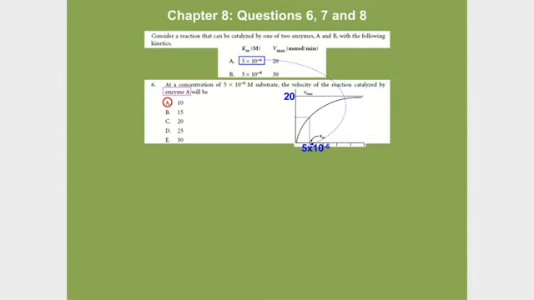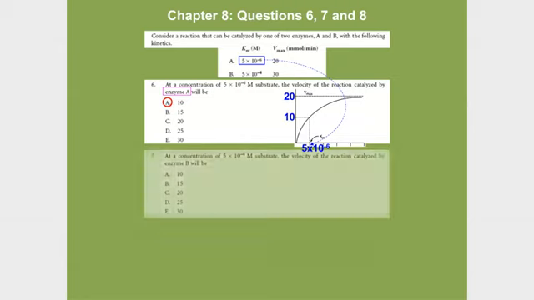So now they're asking, at a concentration of 5 times 10 to the minus 6 molar, which happens to be the Km, what is the velocity? And the answer is 10, because we're at the Km, at the substrate concentration of 5 times 10 to the minus 6. What is the velocity? The answer is 10.